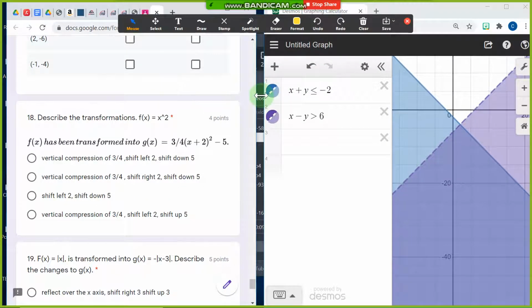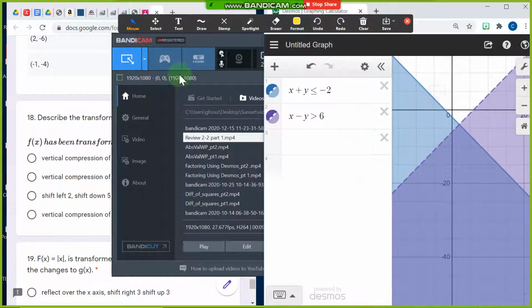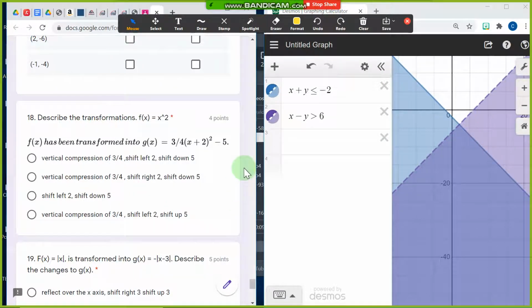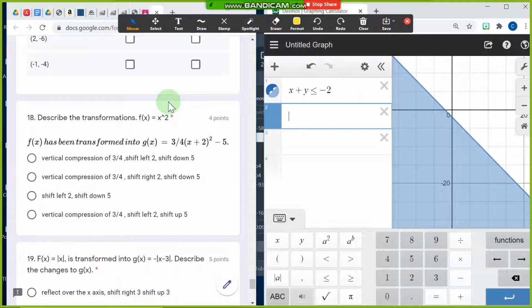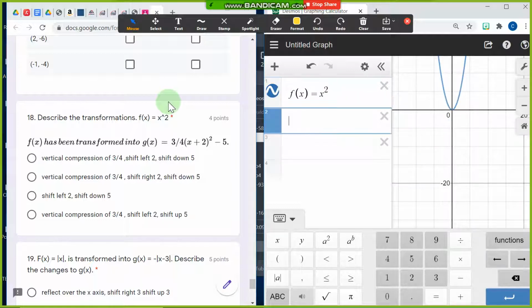Moving down, the next one is going to be number 18. Transformations. So f of x starts off as x squared. That's our parent function. Now you can look at this in Desmos by just entering both equations exactly like they look.